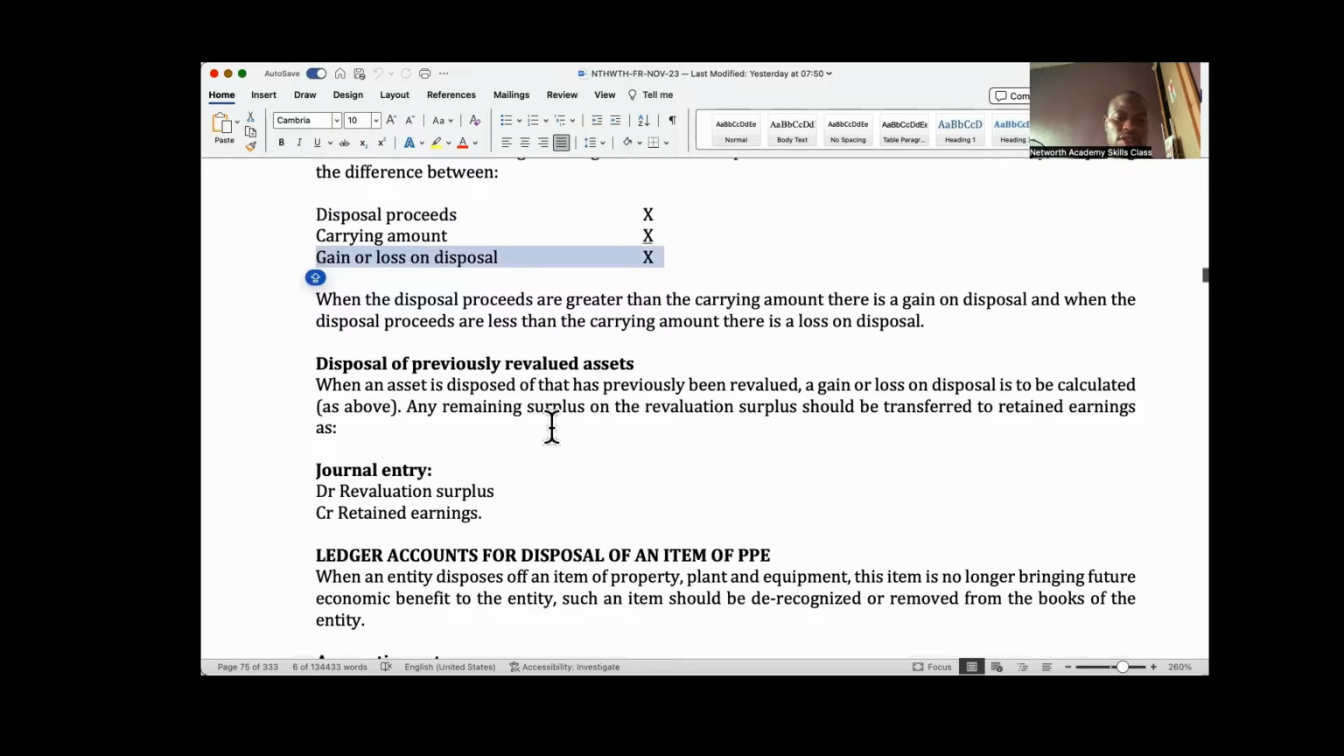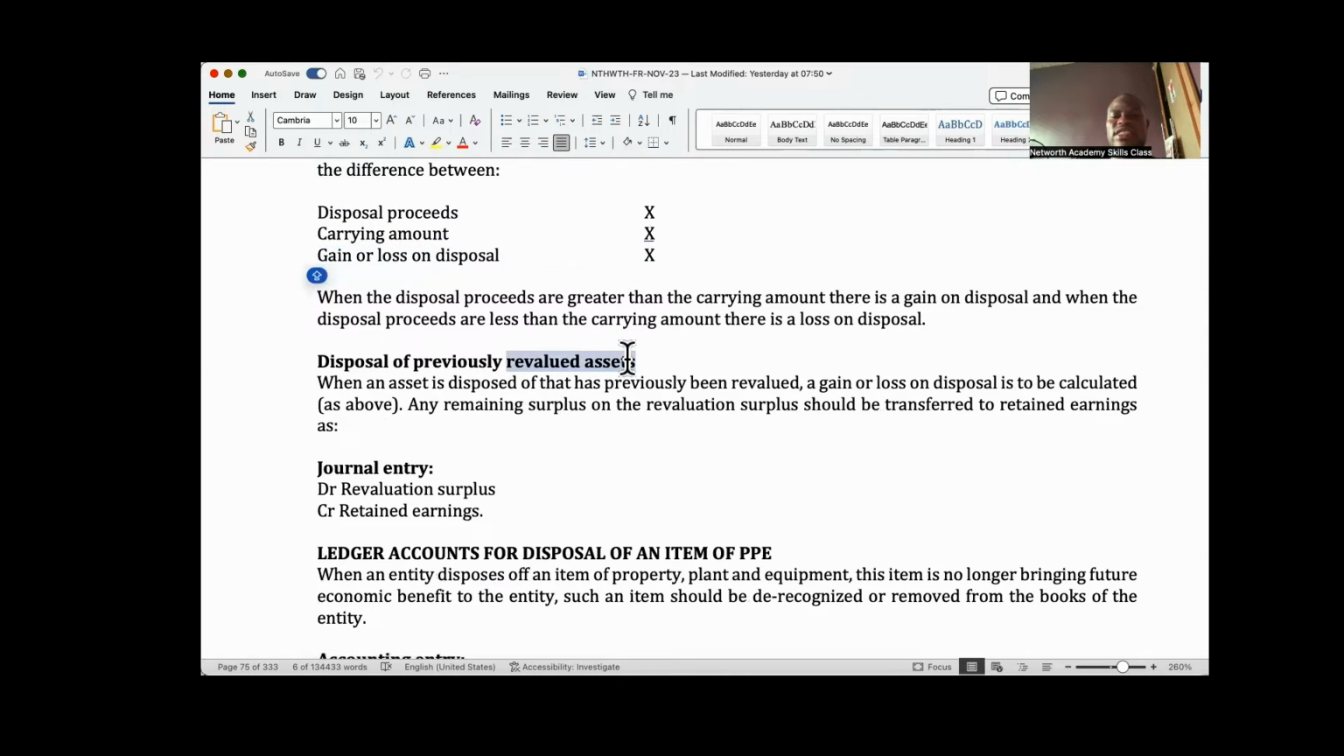However, if it is a revalued asset that was disposed of, that means that there might still be a revaluation surplus in our equity. And since you have sold the asset, any revaluation surplus that is still remaining on that asset, you just need to transfer it to retained earnings. That means it has been earned. Just take it to retained earnings straight on, and you close that chapter from there.